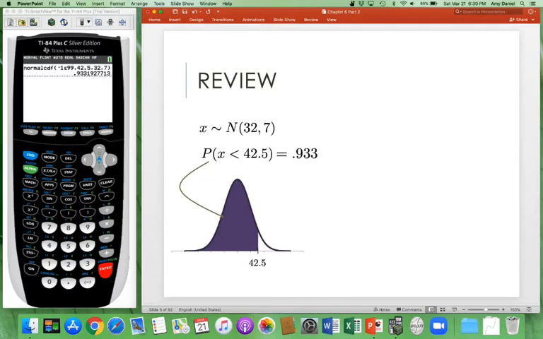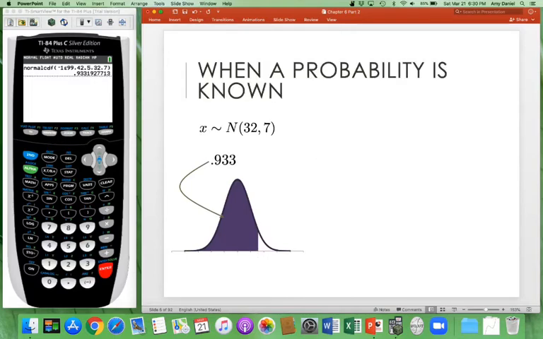All right, so in Chapter 6, Part 2, what we're going to do is, what if, instead of giving you 42.5 and you calculate the probability, what if I tell you that the probability is 0.933, and I ask you to calculate what this x is? So basically, we need the calculator to do what it just did, but backwards.